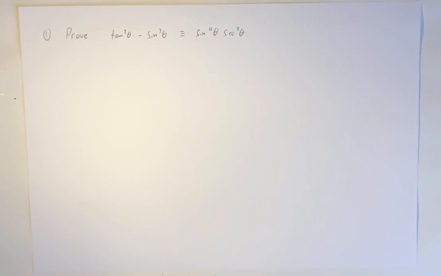Alright, let's go through some trig proofs. So, these are four kind of more challenging trig proofs. They're going to be using a little bit of knowledge of quadratics, a little bit of knowledge of perfect squares, and a little bit of knowledge of completing the square.